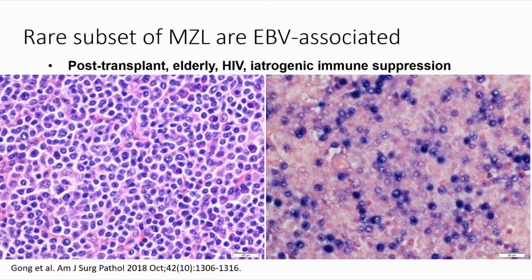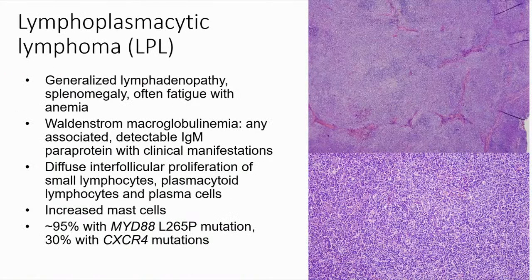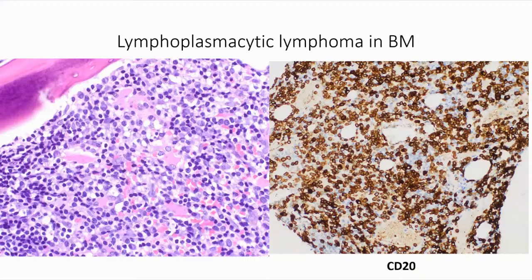All right, so lymphoplasmacytic lymphoma, many overlapping features: generalized lymphadenopathy, splenomegaly. Patients often have fatigue due to anemia. These patients also have an IgM paraprotein, again, that can also be seen in marginal zone. But one thing that's very helpful is they often have this MYD88 L265P mutation, around 95% of cases, and that can help. There is a more diffuse interfollicular proliferation of small lymphocytes and these plasmacytoid cells, as well as potentially an increase in mast cells, particularly in the bone marrow. Example of LPL and proliferation of these B cells.